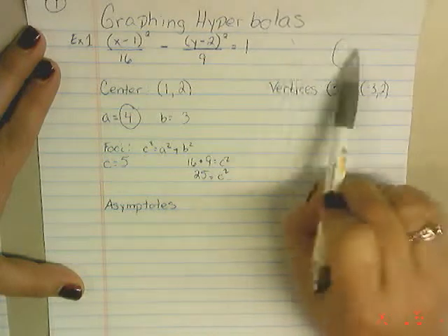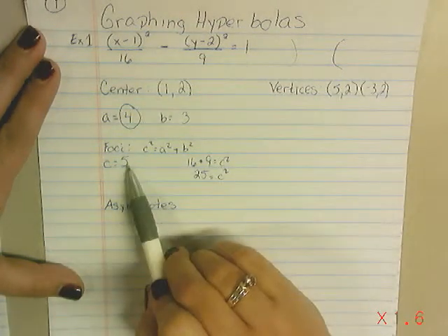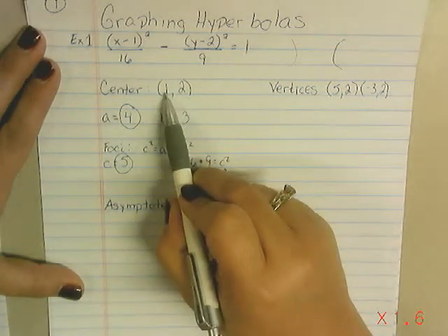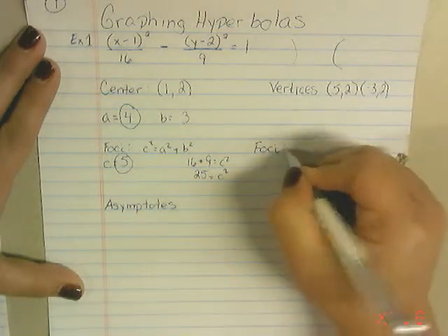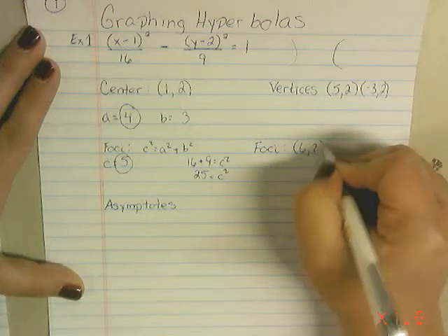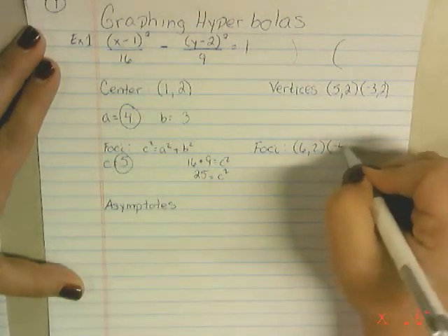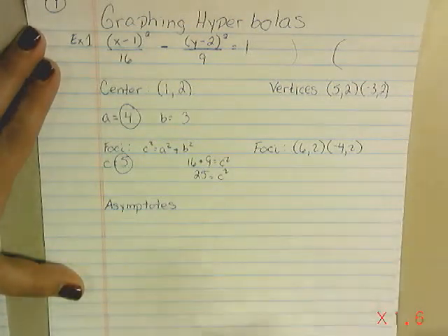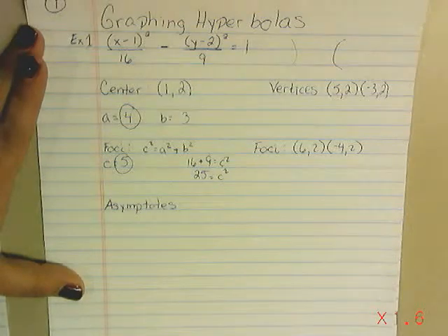Again, because we're doing an x hyperbola, our foci are going to move in the x direction. So we're going to move 5 spaces away from our center. Our foci are going to fall at (6, 2), because we moved 5 spaces to the right, and (-4, 2), because we moved 5 spaces to the left. And again, I'll show you a quick way to find that once we do our graph. We're going to hold off on the asymptotes until we do our graph.